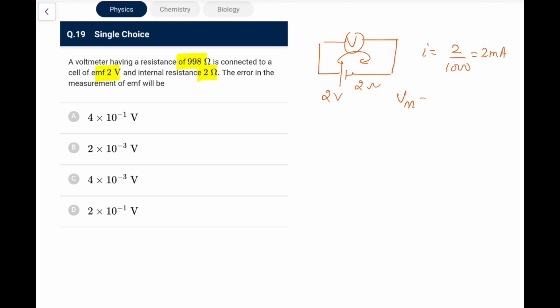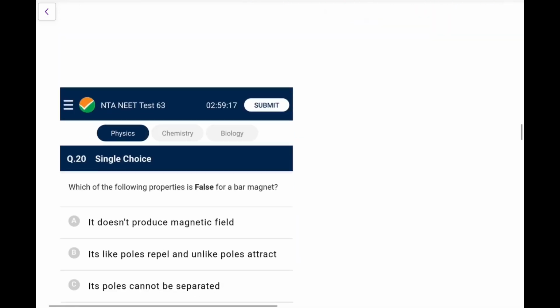So V measured would be equal to I into R of V, that is 2 milliampere into 998. So this is 2 into 0.998, which is 1.996 volt. So the error is 0.004. So the error would be 0.004 volts, that is option C. Instead of 2 it is measuring 1.996.